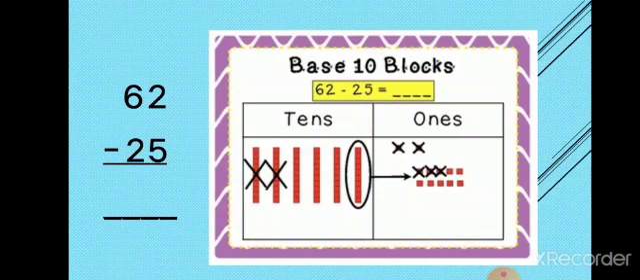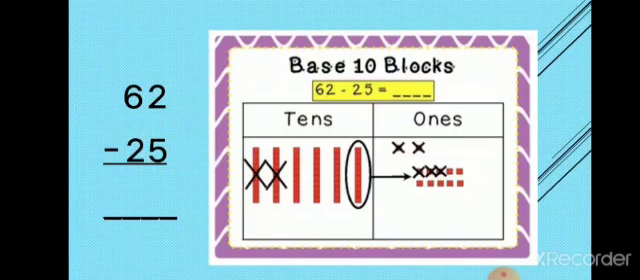Another example. We want to subtract 25 from 62. So how can we subtract this number? Start from the ones place. Again, can you subtract 5 from 2? No. But it doesn't mean that you subtract 2 from 5. Never. You always use the greater number to subtract the smaller number.